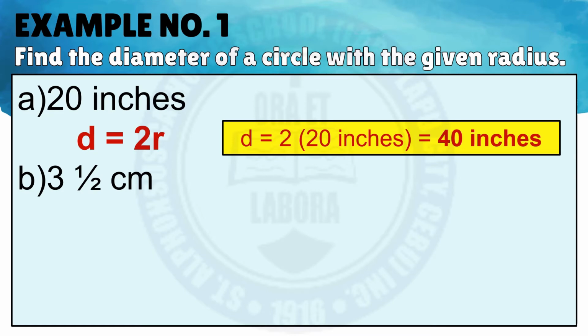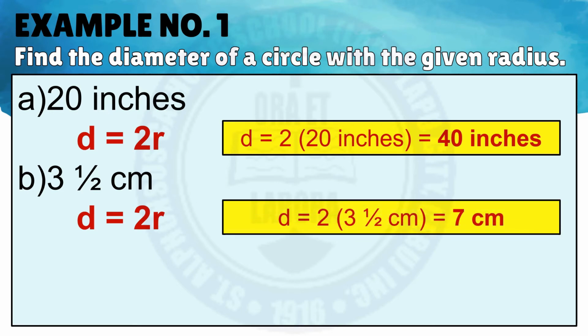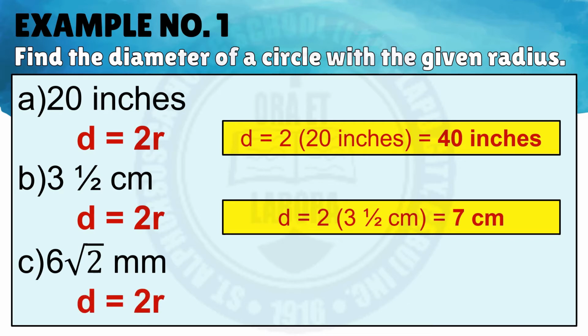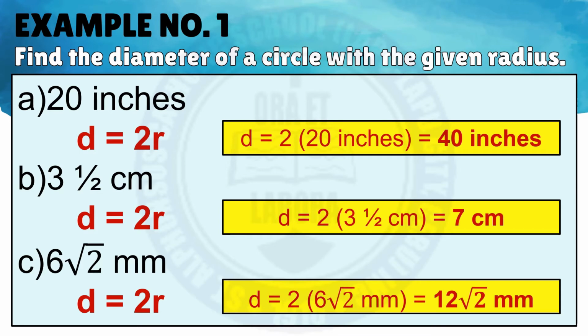The next example, we have 3½ cm. So in this case, same formula is used to solve the diameter. We have D equals 2 times 3½ cm is equal to 7 cm. Another example would be 6 square root of 2 mm. Then same formula is used. So we have D equals 2 times 6 square root of 2, and that is equal to 12 square root of 2 mm or millimeters.